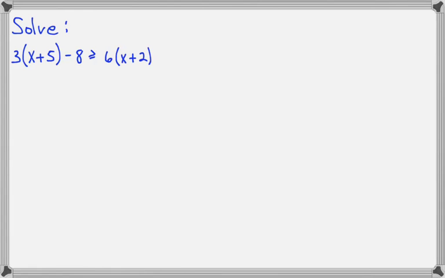Now let's solve 3 times x plus 5 minus 8 is greater than or equal to 6 times x plus 2 minus 5 times x plus 1. So we will distribute the 3, and we will distribute the 6 and the minus 5.